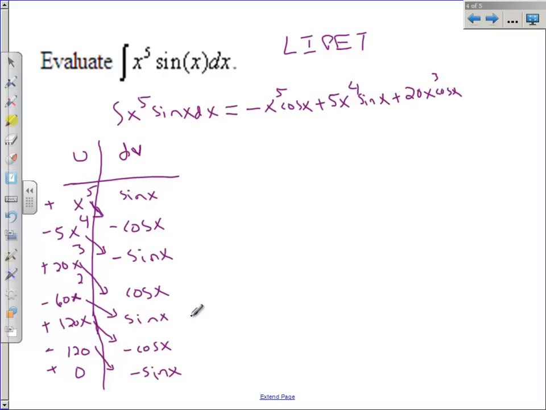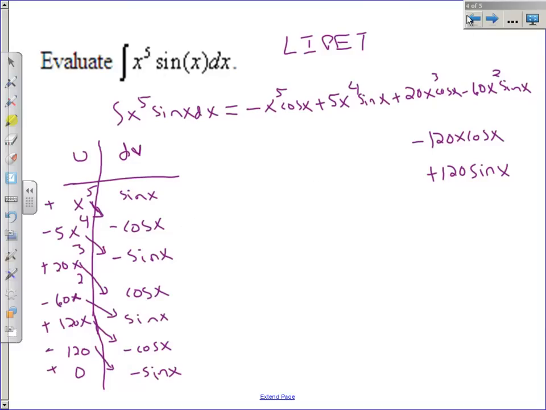And then minus 60x squared sine x. Well, I've run out of room. Just going to have to drop down here a little bit. And then plus 120x times negative cosine, which is really minus 120x cosine x, and then minus a negative, plus 120 sine x. And we're out of terms. And that's how you do the table method.